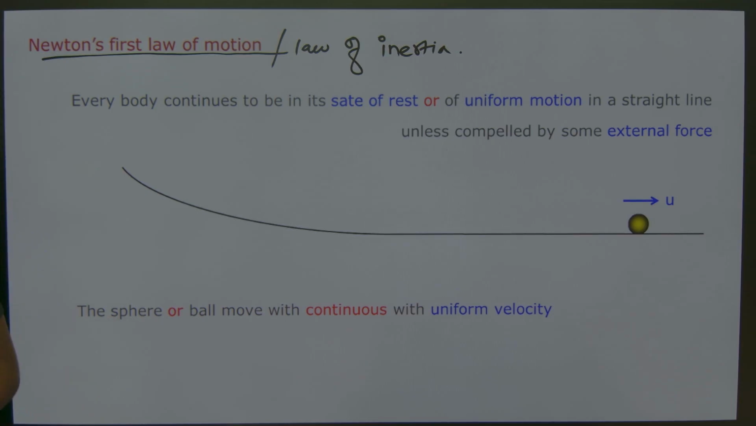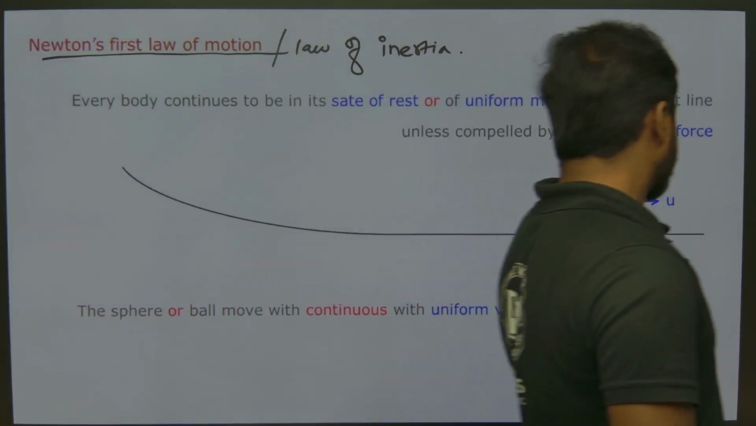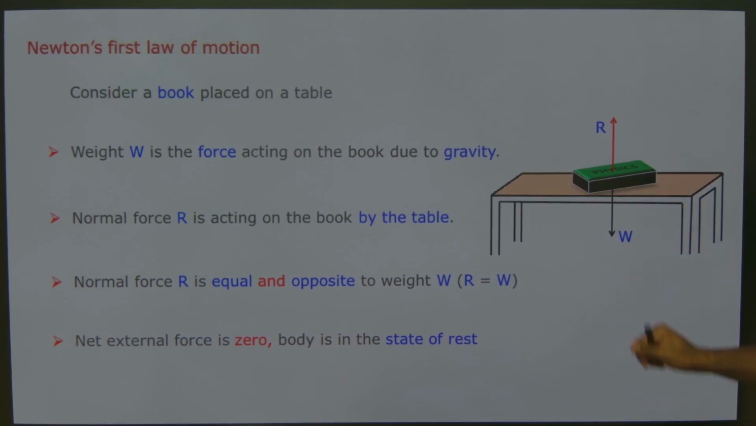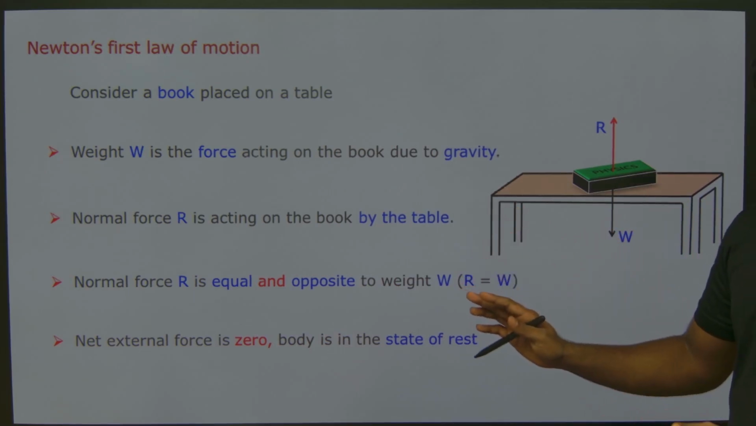We'll go for the next one. Consider a book placed on a table. Weight is the force acting on the book due to gravity, and a normal force R is acting on the book by the table. Let me explain before that what is weight and what is the normal reaction.